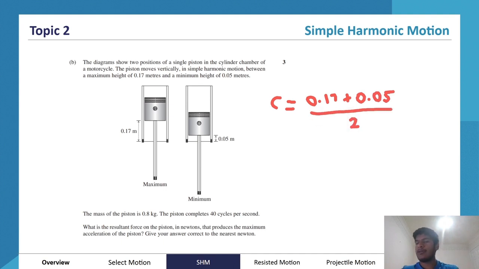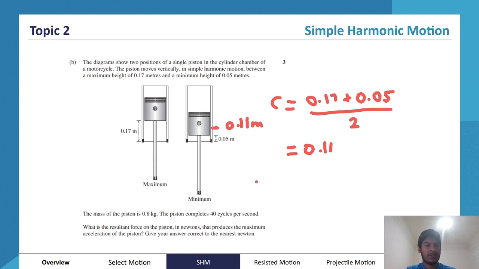If you put that in the calculator, that is 0.11. That's our center. That's going to be somewhere about here-ish, I think. 0.11 meters.